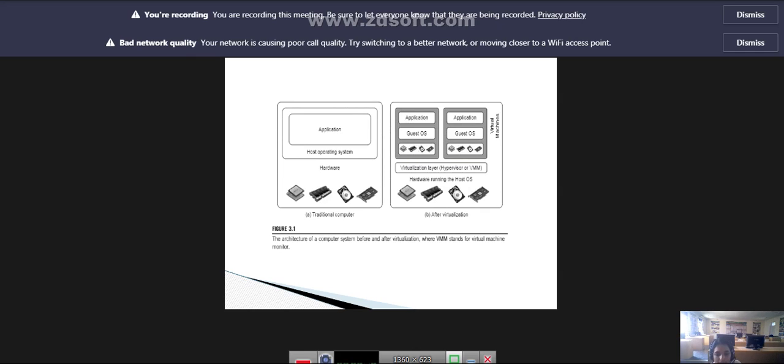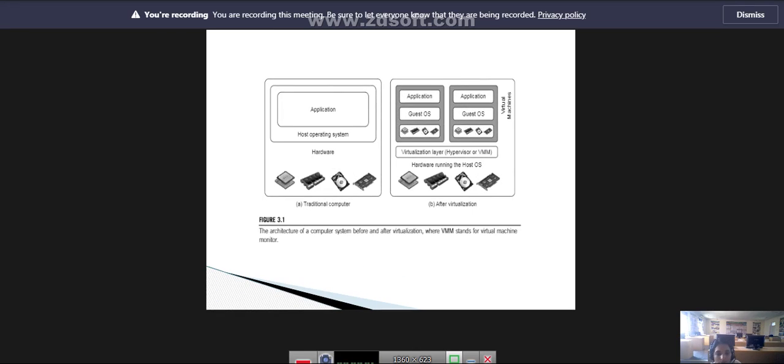Independent of the host operating system, we have additional software. Here we have the additional software called the virtual layer. In the traditional computer we don't have this virtual layer; we can say it is the hypervisor and virtual machine layer. This is what we have added after virtualization. This is the main diagram of virtualization levels: this is the traditional computer, and this is the virtualization.